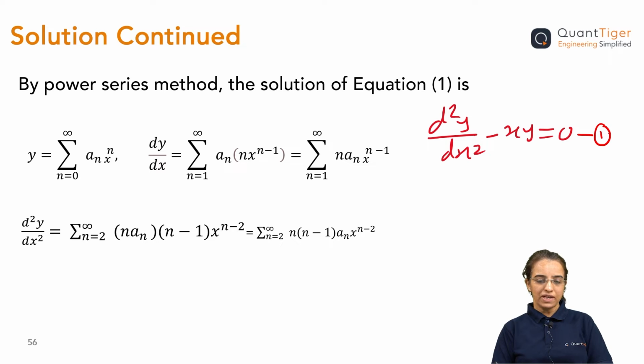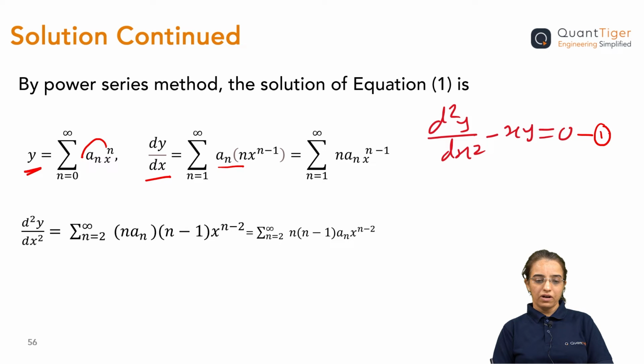So, that assumption is y equals the summation over n from 0 to infinity of a_n x^n. This is what our assumption is. Now we are going to differentiate this y with respect to x, so that I get dy/dx. If I differentiate this, the power comes down in front: n a_n x^(n-1), since the power n gets reduced to n minus 1.